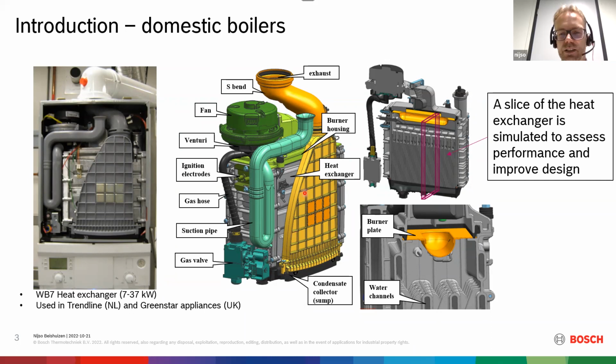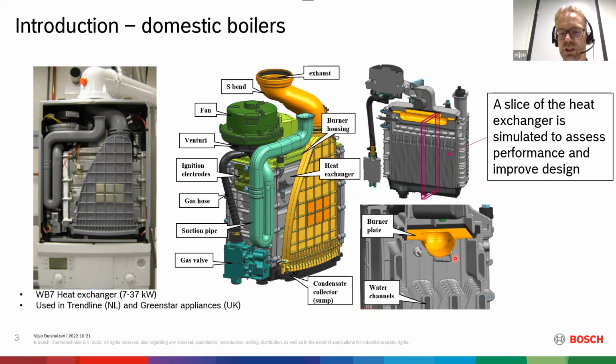So basically, what we have is a fan that sucks in air from the environment into the system through the suction pipe. The air then flows through a venturi, which creates an under pressure that opens a gas valve, allowing natural gas or hydrogen fuel gas to enter the appliance. The fuel and air are then completely mixed before the mixture flows through the burner. You see a cross section here. The yellow part is the burner. The flames are stabilized on the burner.